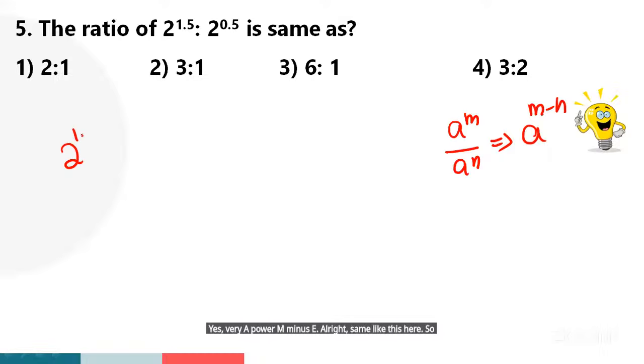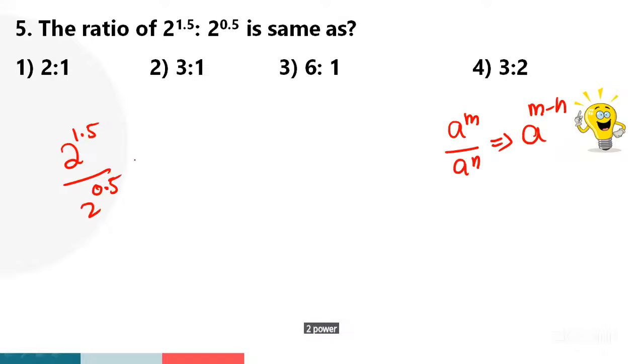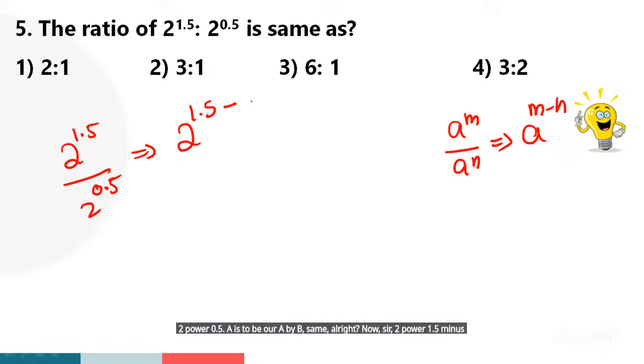So, 2 power 1.5 by 2 power 0.5. A is to b, a by b, same. Right. Now, so 2 power 1.5 minus 0.5.